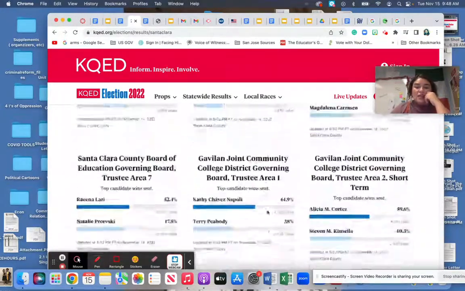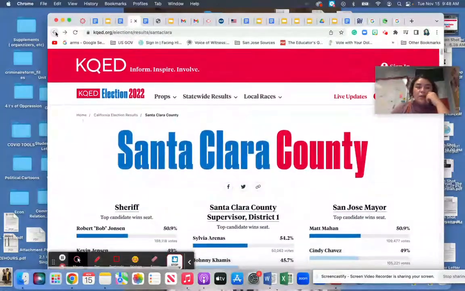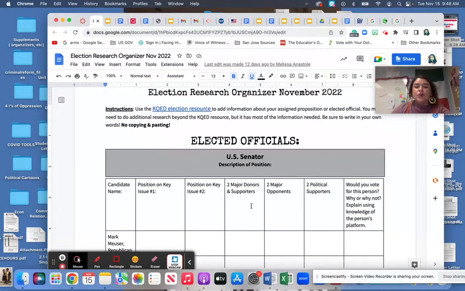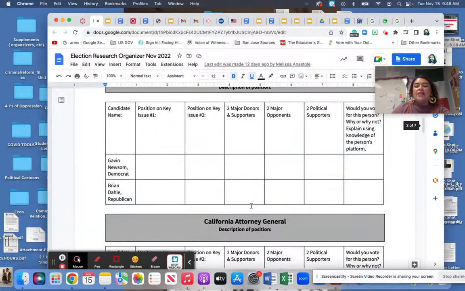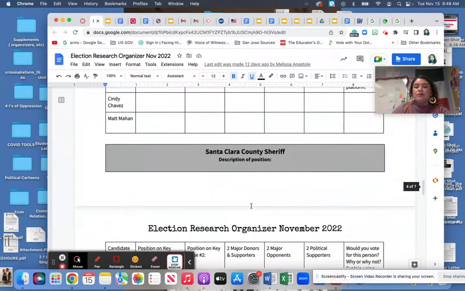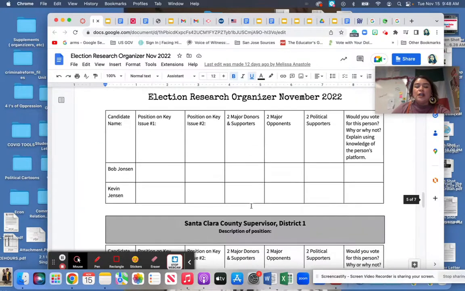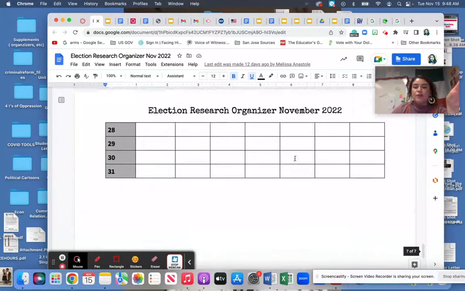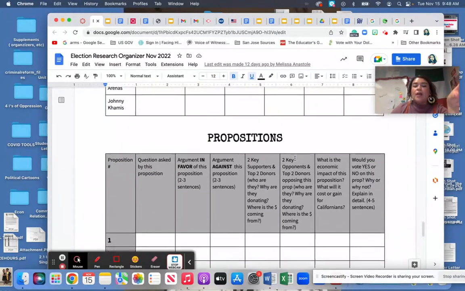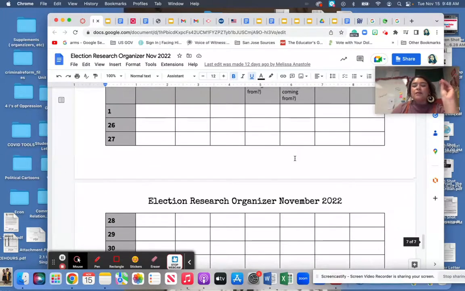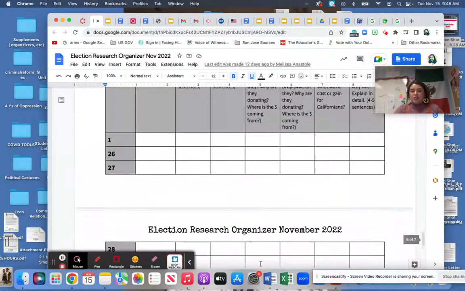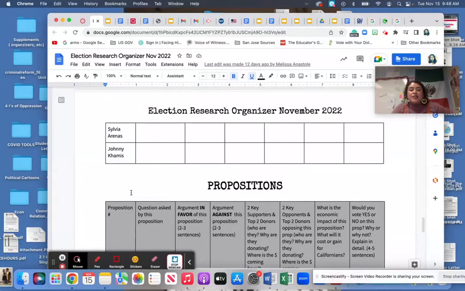And it's a lot of information, I know. But what I want you to do is just go down through that research, and then at the end, just choose whoever you want. That way, you're not getting super confused. Okay? And when it comes to the propositions, you are only choosing one proposition, just one. You're not going to be doing all of these propositions. So you're only choosing one.